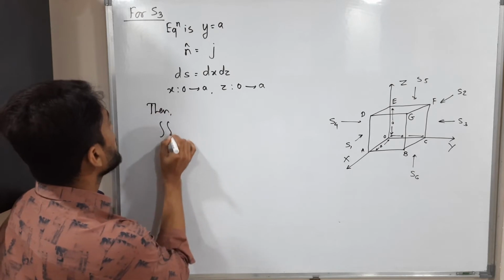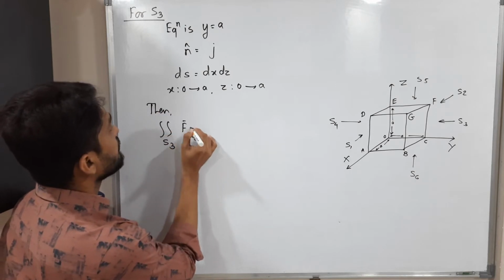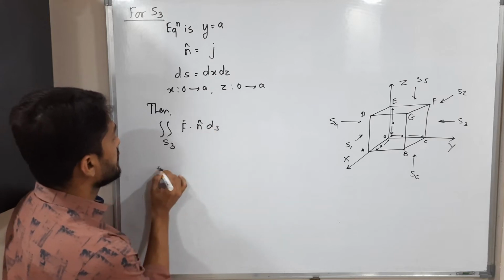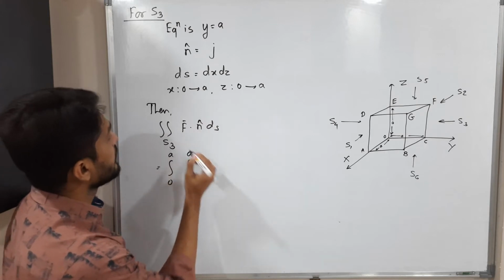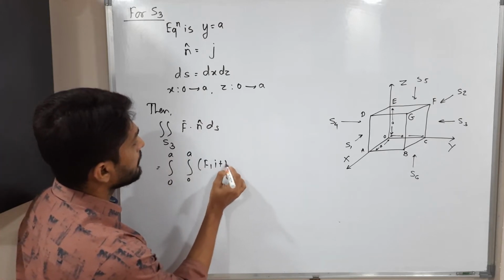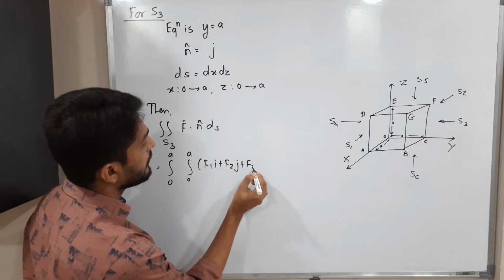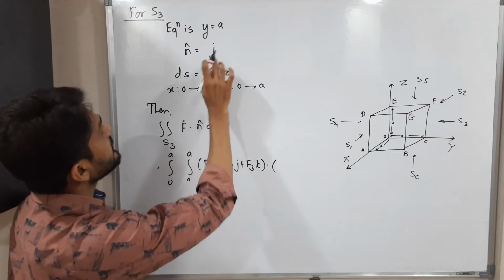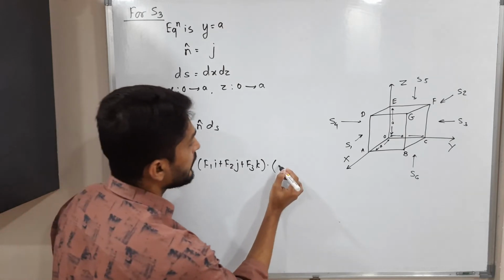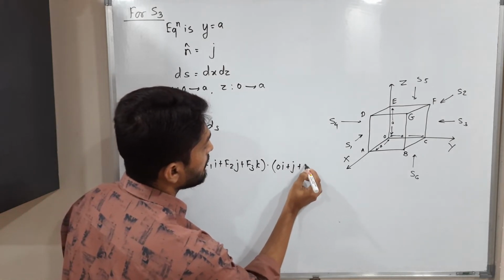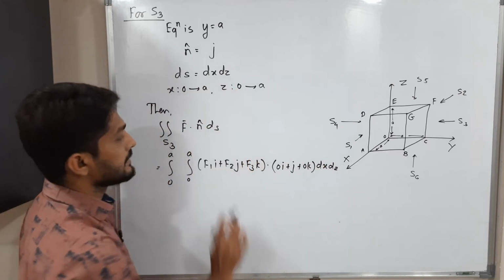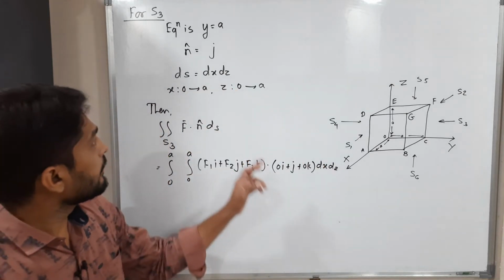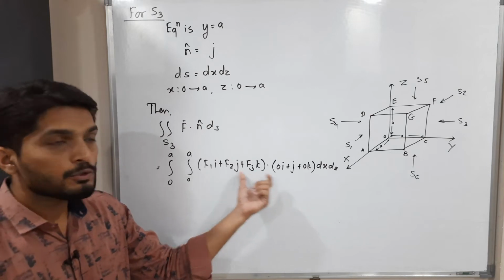Then the double integration over S3 of F bar dot n cap dS is equal to the integral from 0 to a, 0 to a, with limits on x and z. F bar means f1 i plus f2 j plus f3 k, right? Dot n cap. What is n cap? J only. So j you can write in this way, 0 i plus j plus 0 k, and dS means dx dz, right? See, we have n cap equal to j, but the same vector can be expressed in this way. So it will help us to find the dot product.